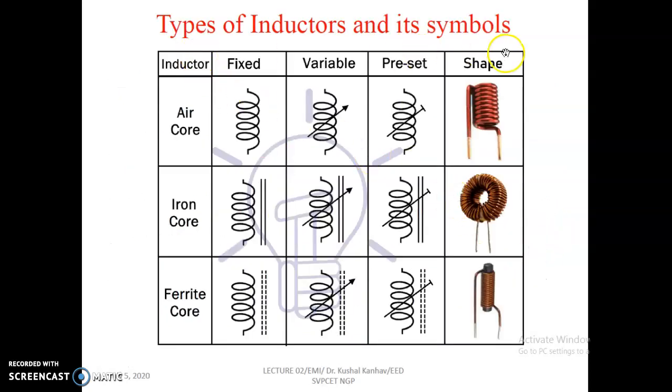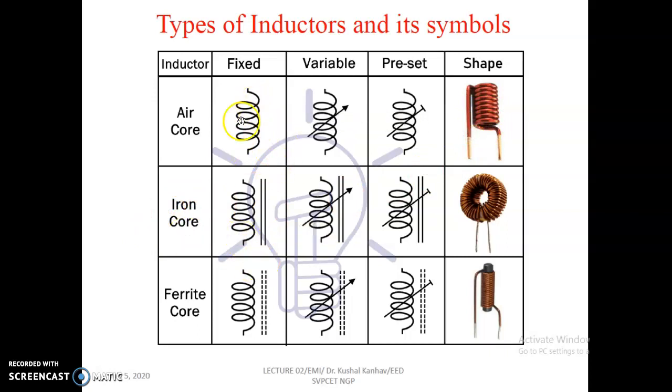Now these are various types of inductors and their symbols. Some of the types are mentioned here under the category of air core. This is the symbol of a fixed inductor. This is the symbol of a variable inductor. You can see that there is a symbol, a line and an arrowhead indicating the variable inductor. This is called a preset, and this is how the air core inductor looks. Whereas the second category is the iron core inductor.